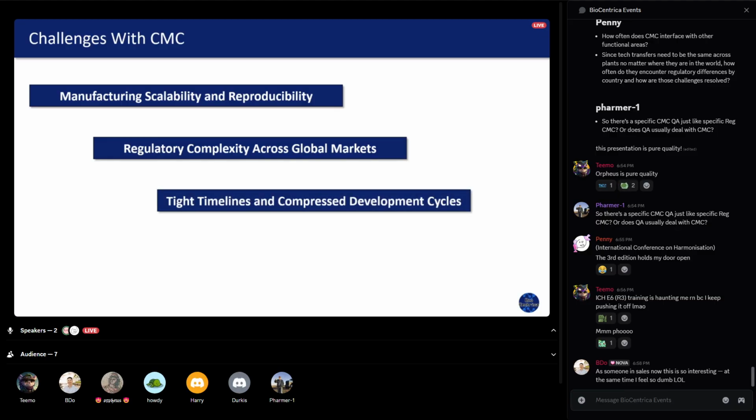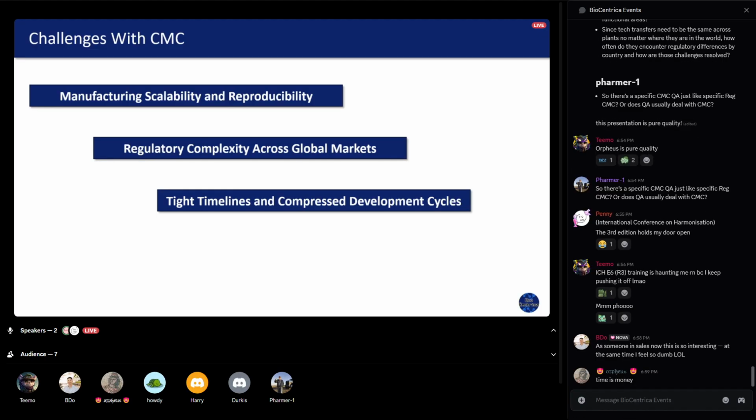Tight timelines and compressed development cycles. This is very common actually, because a clinical team will say, for example, or even a medical nurse, they'll say, hi, we've gotten some reports that my patient's been getting injection site reactions. We need you to make a new formulation.